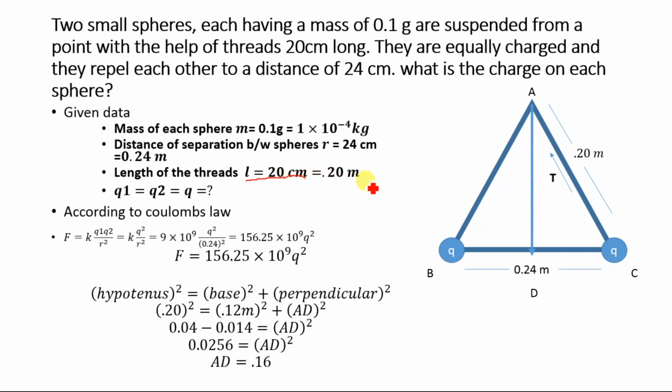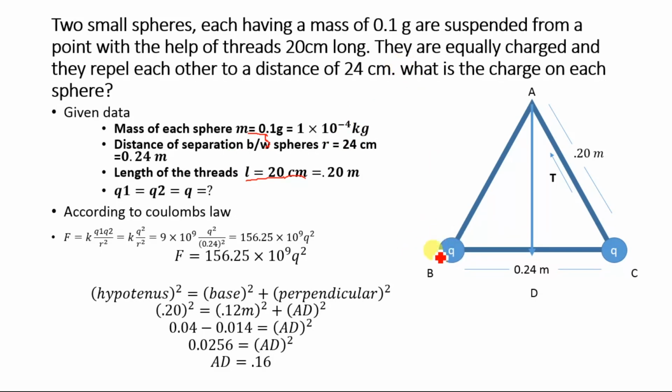equal to 0.20 meter. Similarly, the mass of these spheres is 0.1 gram, and we know that 0.1 gram is equal to 1 multiplied by 10 power minus 4 kilogram. Dividing this 0.1 by 1000, we will get 1 multiplied by 10 power minus 4 kilogram.